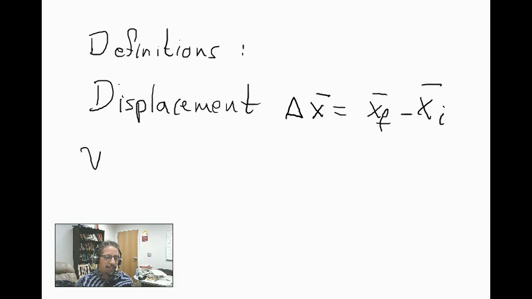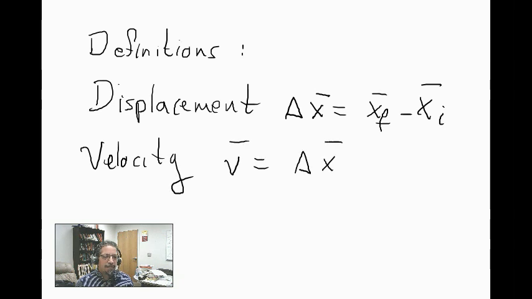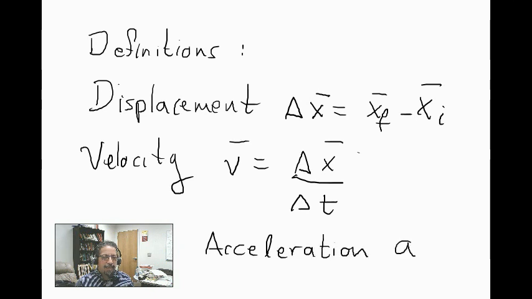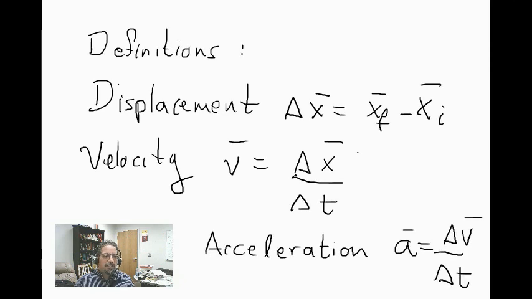Then we have velocity, V, which is the displacement divided by the time interval, and acceleration, a equals delta v over delta t. Those are our key definitions.